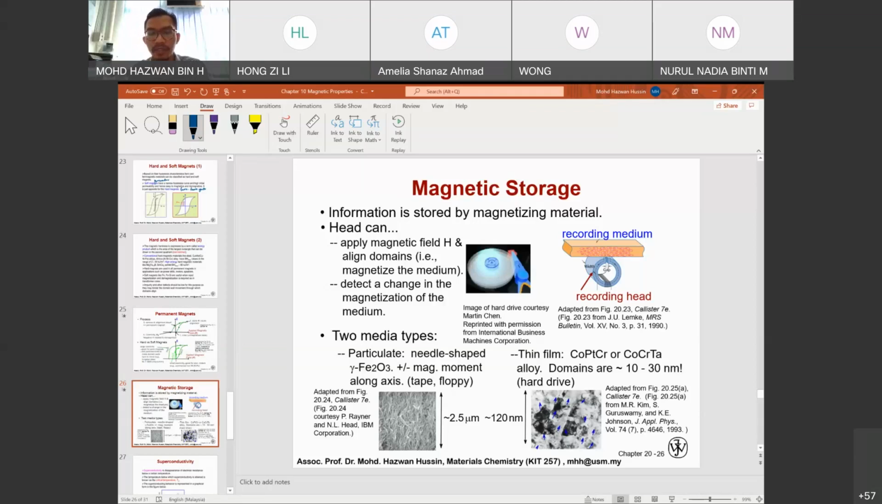All these are just examples. For magnetic storage, what you need to understand is that materials with magnetic properties can also store information, because they have permanent dipoles, which allow them to store this information and afterwards release it back.